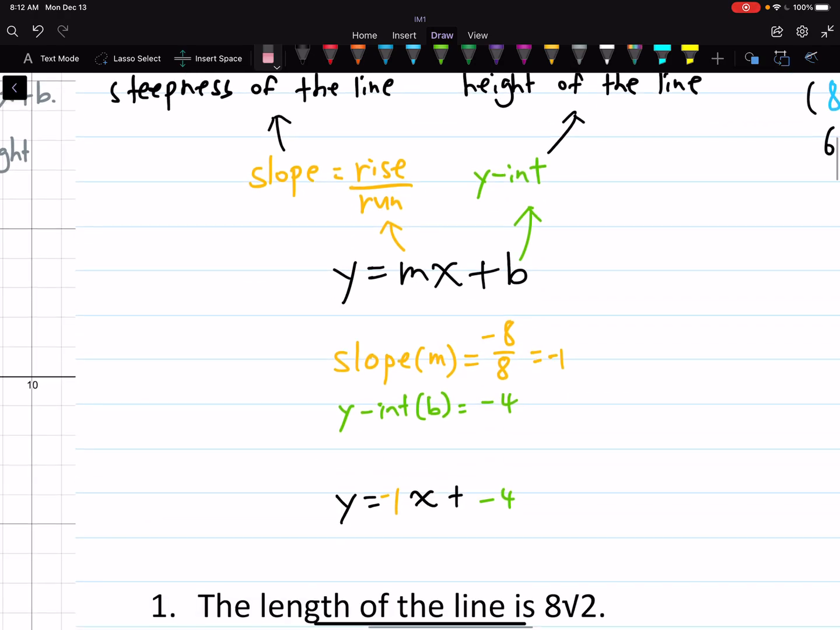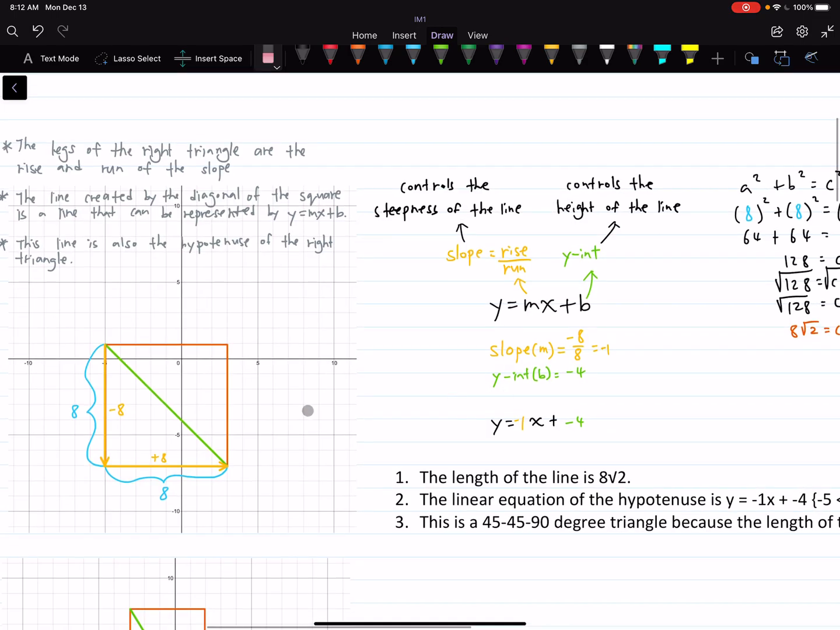So let's take a look. So we have slope, which is -8/8. How did I get that? Well, you see the -8, which is my rise, over run, which is +8, -8/8. -8/8 is -1. And then we got the y-intercept, which is -4. Y-intercept is -4. And now we just plug it back into the equation.